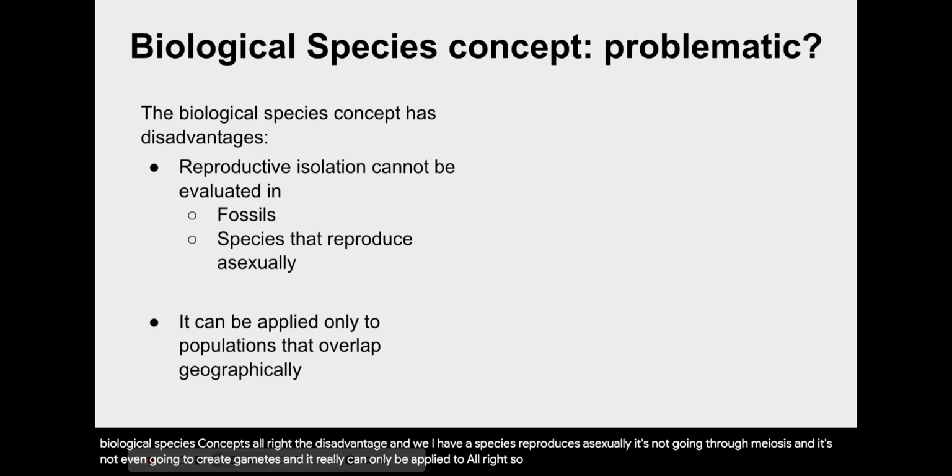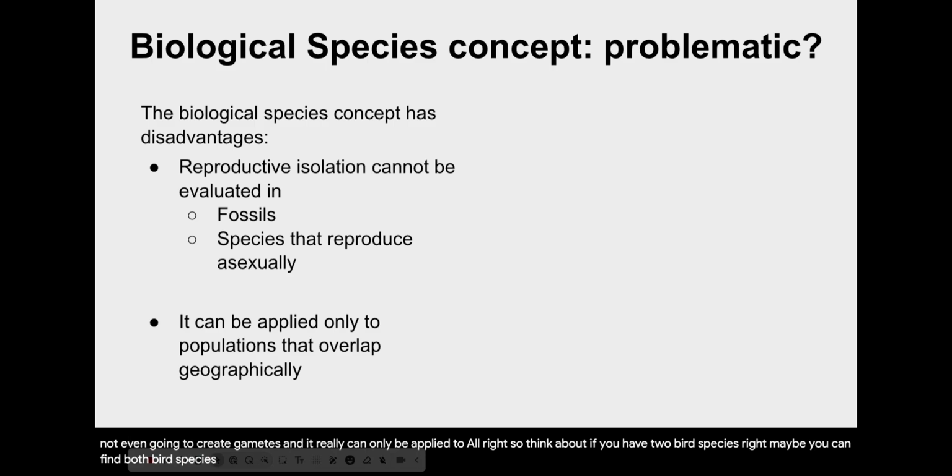So think about if you have two bird species. Maybe you can find both bird species on campus here. But maybe it's behavioral isolation. They don't like the way each other sings. That prevents them from mating.